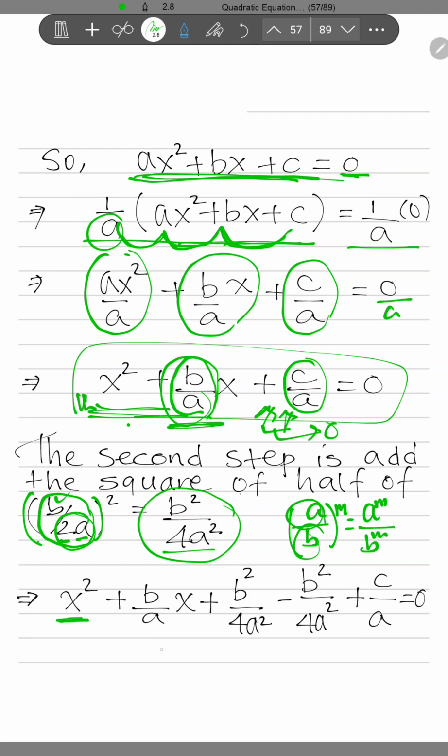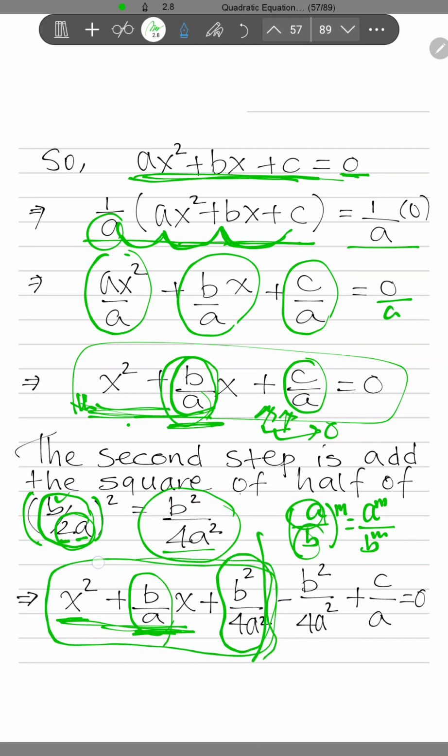Now we have x squared plus b over a x. This is what we have here. Now half of b over a is b over 2a. The square of b over 2a is b squared over 4a squared. We add it here. Why do we add it here? To do a completing square technique on this side.